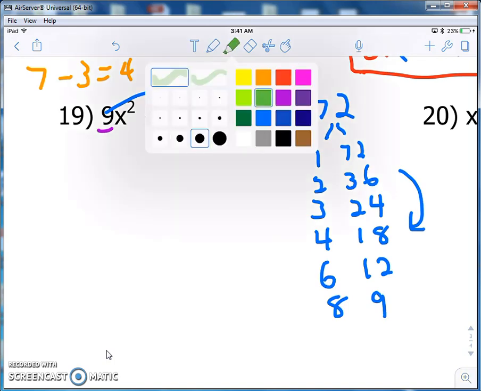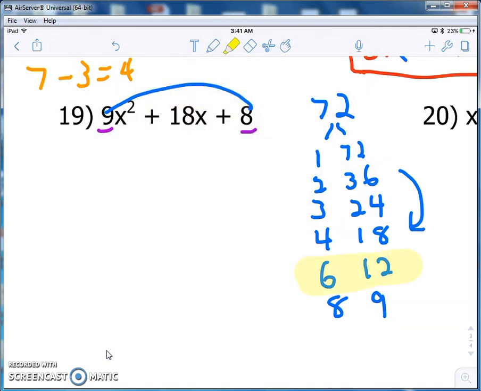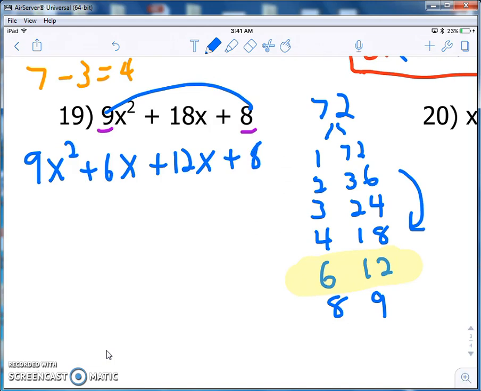So listing all the factors can be a little tedious, but it might be helpful. 6 and 12 are the 2 things that are going to give us 18. So as we come back up, we're going to rewrite 18 as plus 6x plus 12x. And now we're going to look at our 2 groups of 2. That little hieroglyphic there is an 8.